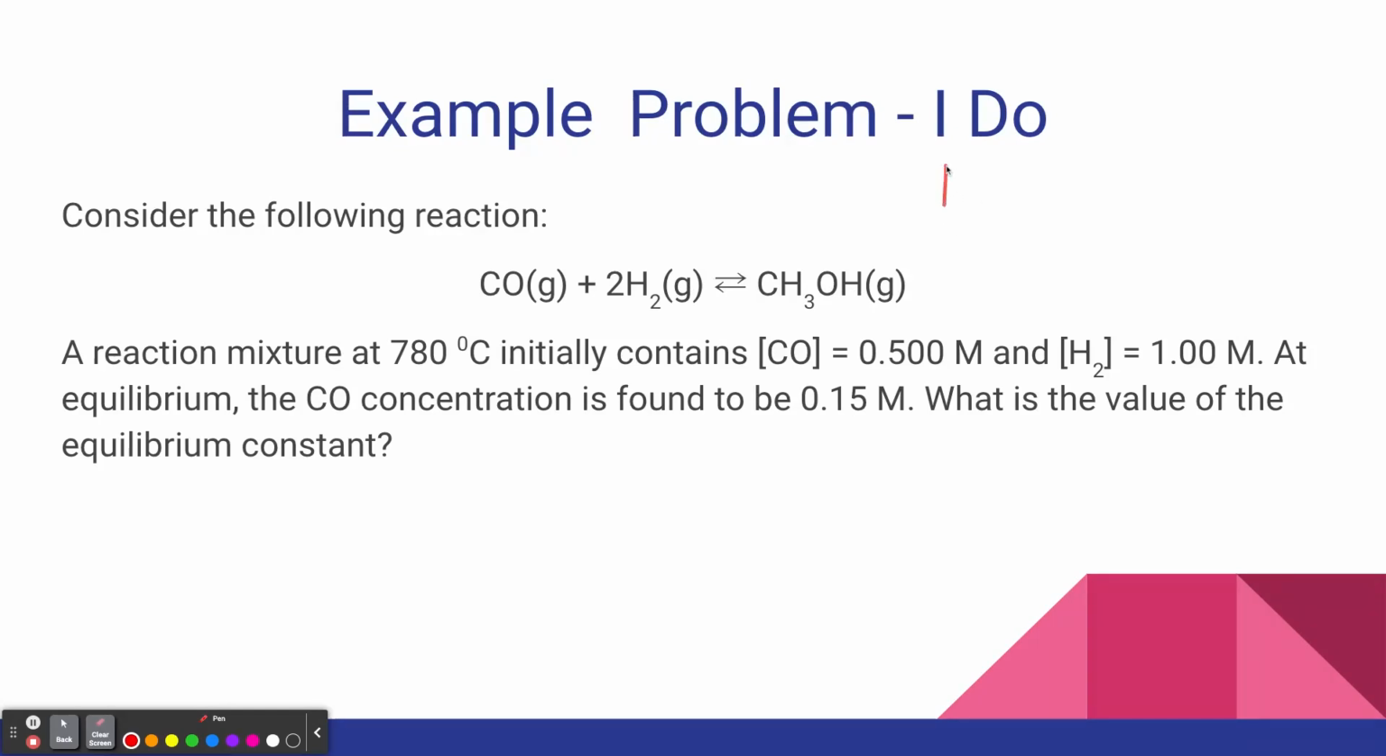Step 2 is to write down our equilibrium expression. So we're going to say Kc is equal to the concentration of our product. In this case, it's methanol, so CH3OH goes on top. And then we're going to put it over the concentration of CO times the concentration of H2 raised to the second power. So that's step 2 out of the way.